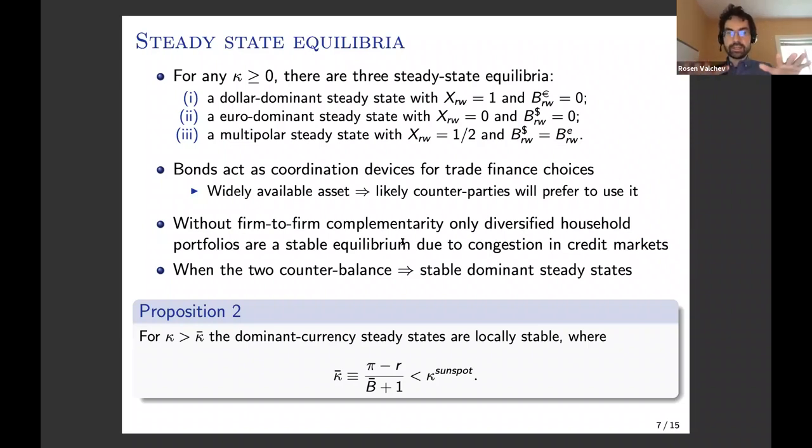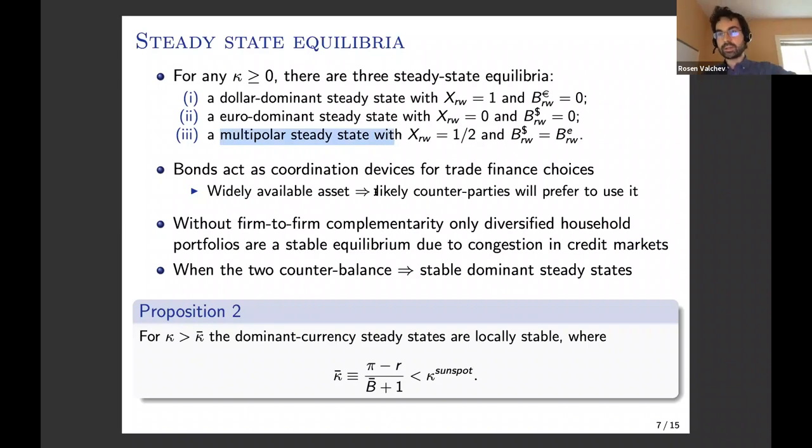The stability we can show analytically and quantitatively, but I don't have much time. So just intuitively, the stability requires a balancing effect. You want just enough coordination incentive across firms so they don't overwhelm the financial friction. But at the same time, you don't want to make the financial friction too big, because if the assets are so scarce everywhere, then you're always going to be in the multipolar steady state. That's the only one that's going to be stable.